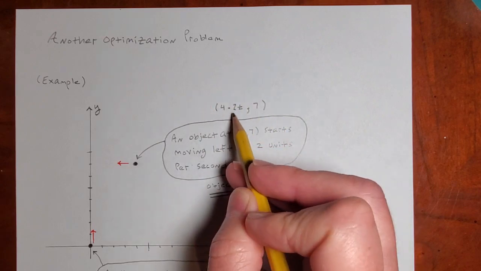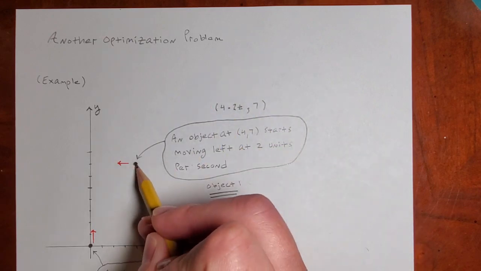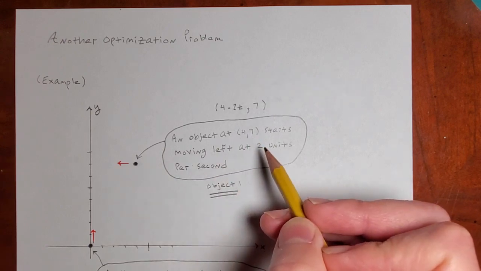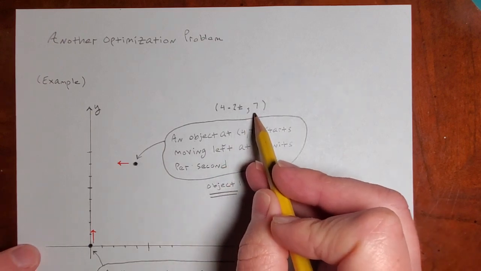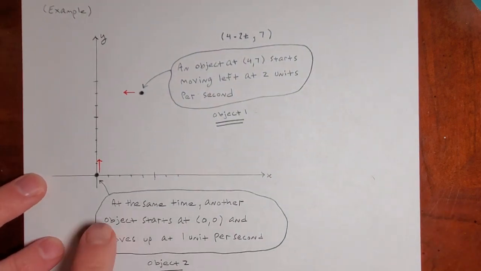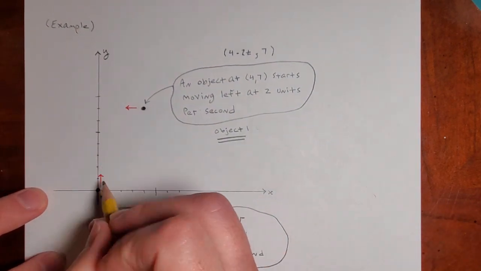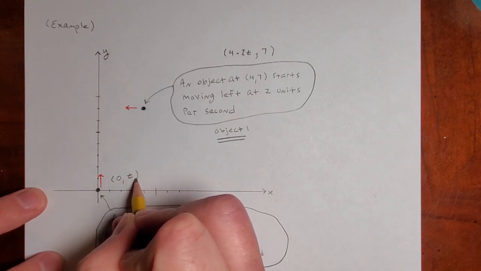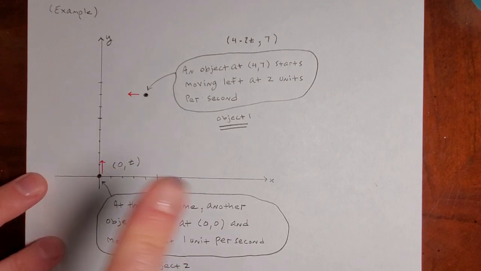This will track the location and the movement of this object as it moves left 2 units per second from this initial point: 4 minus 2t, comma 7, x and y coordinates. In the same way, we can do something like that with this one. It will be 0, t, right? Does that make sense?